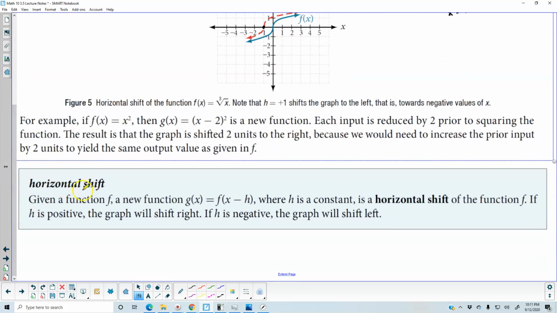So a horizontal shift, given a function f, a new function g of x equals f of x minus h, where h is a constant, is a horizontal shift of the function f. If h is positive, the graph will shift right. If h is negative, the graph will shift left.